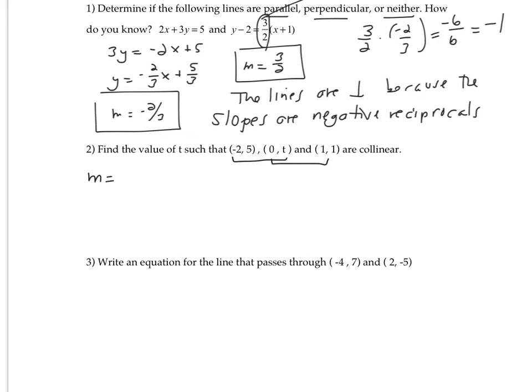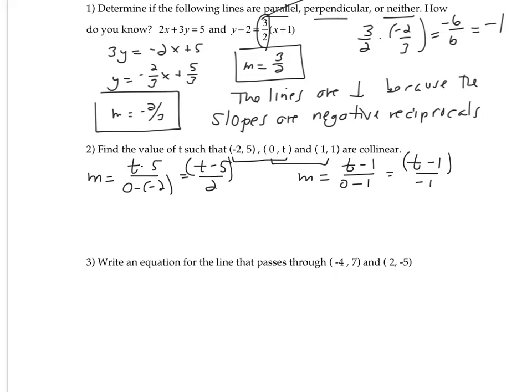So our first slope will be t minus 5 divided by 0 minus a negative 2. And that's going to simplify into t minus 5 over 2. The second slope, I can set it up as t minus 1 over 0 minus 1, or t minus 1 over negative 1. Okay, so let's set these slopes equal to each other, and then that will give us a proportion that we will then solve for t.